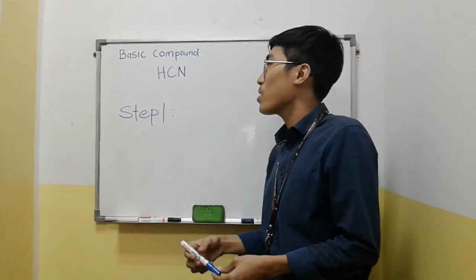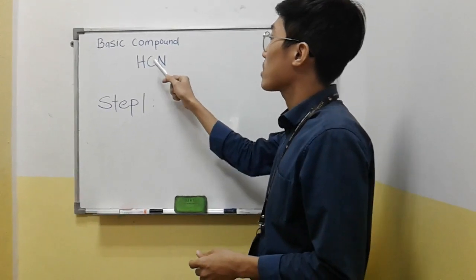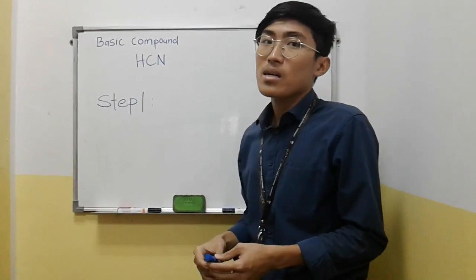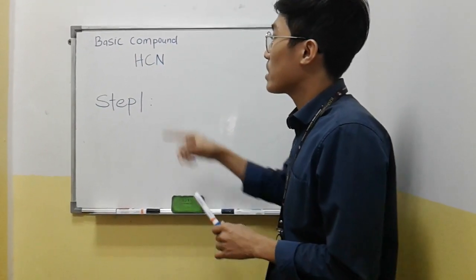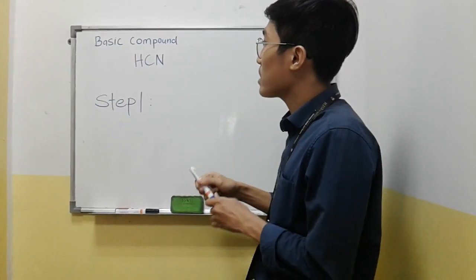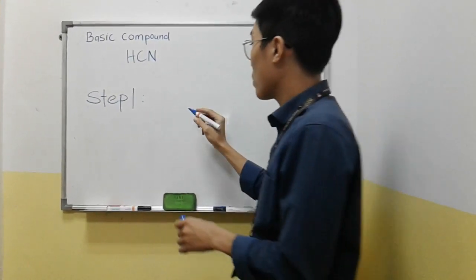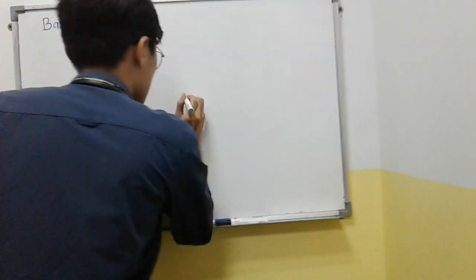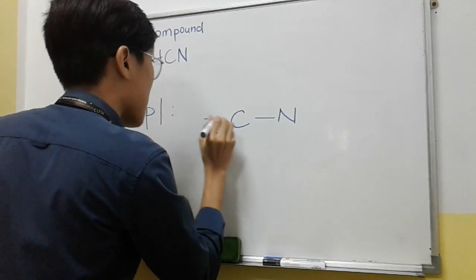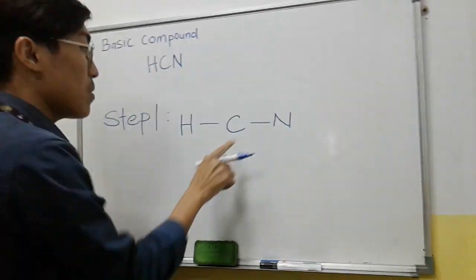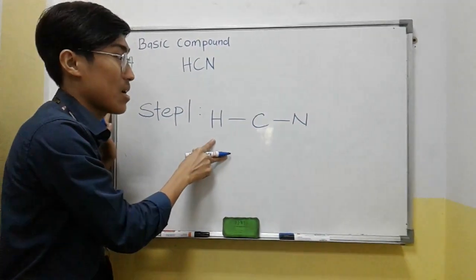First step to draw a Lewis structure for hydrogen cyanide, you must determine the central atom from H, C or N. To determine the central atom, you must know which is the least electronegative between H, C and N. From this, it shows that C is less electronegative than H and N. So C will be the center atom. So you draw like this. C will become the center atom because it is less electronegative than N and H.